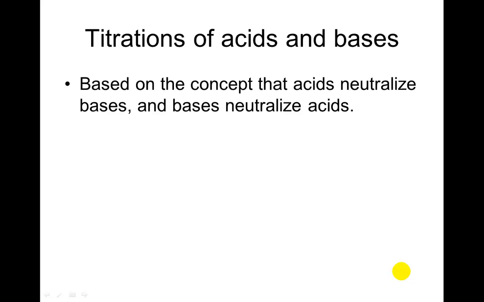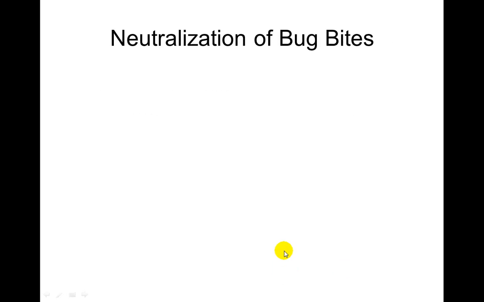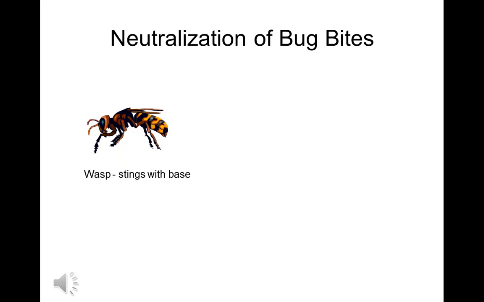So the idea of doing a titration in our acid-base unit is based on the concept that acids will neutralize bases and also bases will neutralize acids. When we think about this in terms of the real world, let's say we were out on a nature hike. Uh-oh, here comes a bee, a wasp. Well, it turns out that when a wasp stings you, he stings with a base. That's the venom that he injects you with when he stings you.